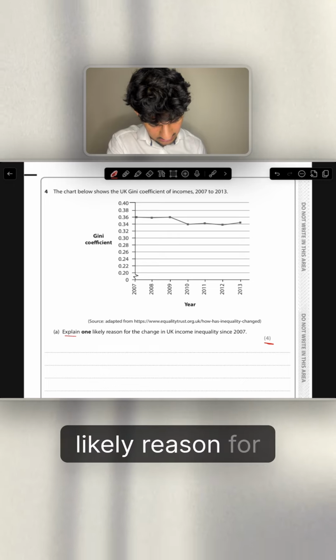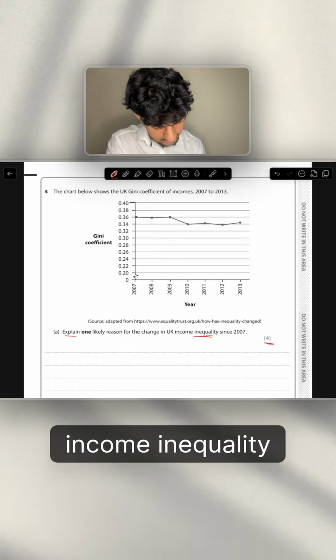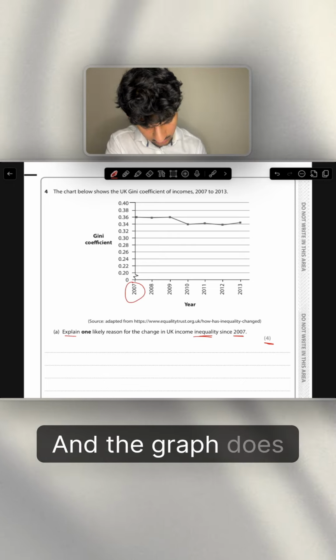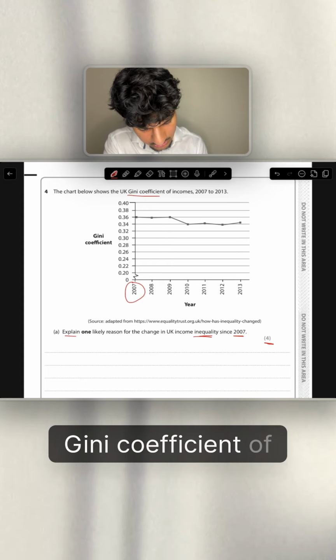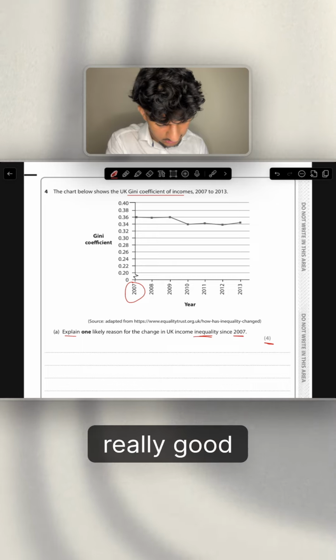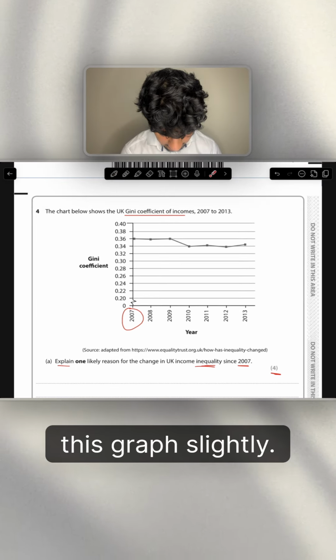To explain one likely reason for the change in UK income inequality since 2007, and the graph does start in 2007. Here we have a chart with the UK Gini coefficient of incomes. This looks like a really good question. Now let's analyze this graph slightly. So what does this show?